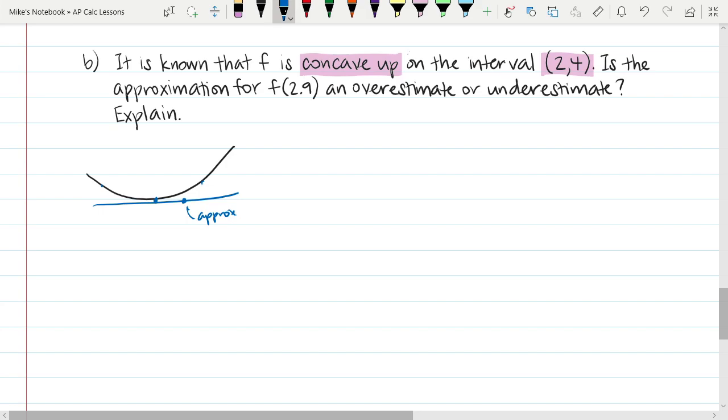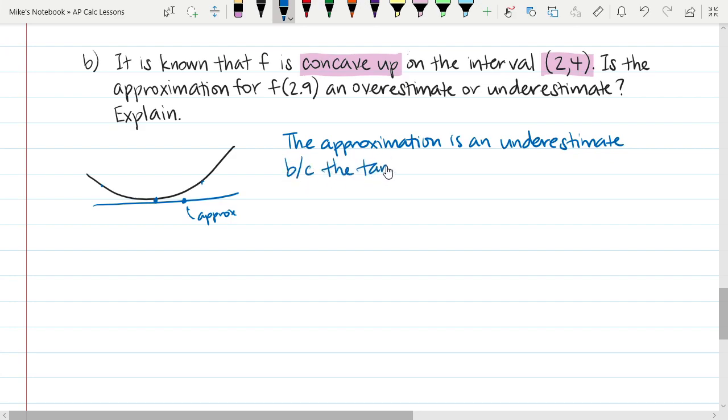Okay, so let's go ahead and write that out. So the approximation is an underestimate. It's too low because the tangent line lies below the function.